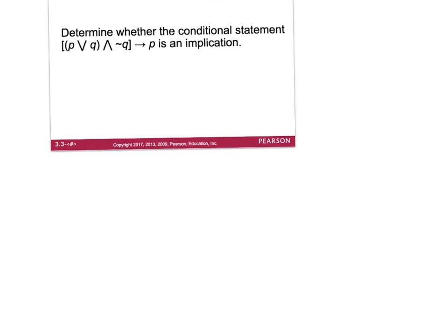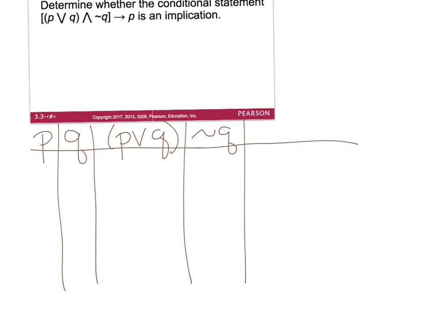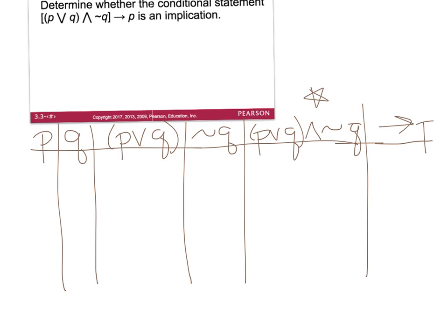So on the left-hand side, we have P or Q and not Q implies P. So we only have two statements that we're dealing with. We have P and Q, so that'll only make 4 possible combinations. So we'll then have to figure out P or Q, and then once we have that, we'll have to figure out not Q. And then once we have that, we'll need to do the and statement between them, P or Q and not Q. And then once we have that, we'll want to see if this implies P.